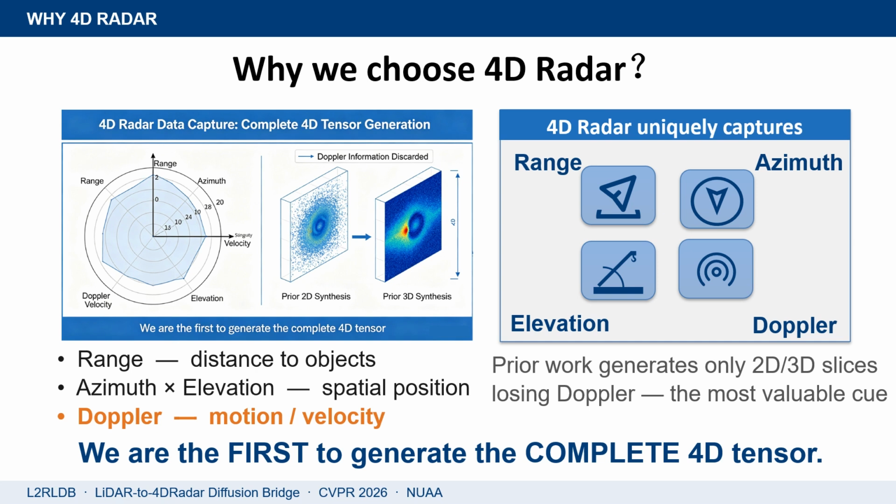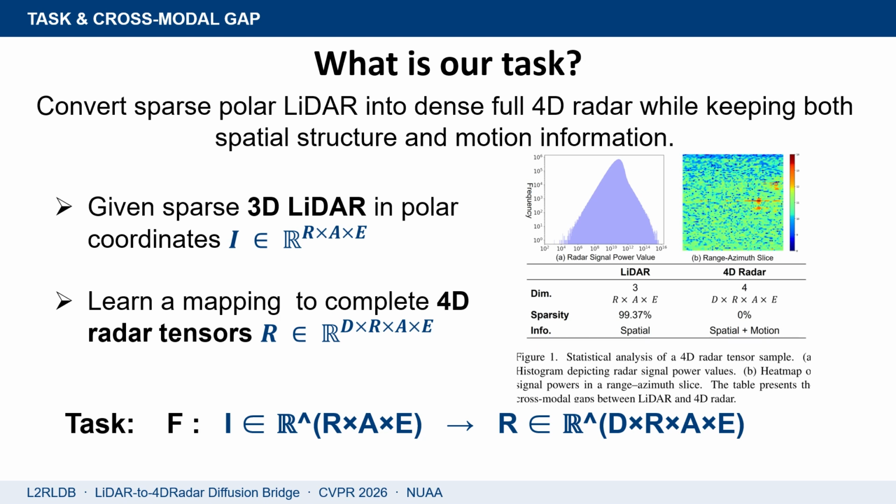4D radar uniquely captures range, azimuth, elevation, and Doppler velocity all at once. Prior synthesis methods only produce 2D or 3D slices and discard Doppler entirely, losing the information that makes radar valuable. We are the first to generate the complete 4D tensor. Concretely, our task maps a sparse 3D LiDAR tensor to a dense 4D radar tensor, both in their native polar coordinates.